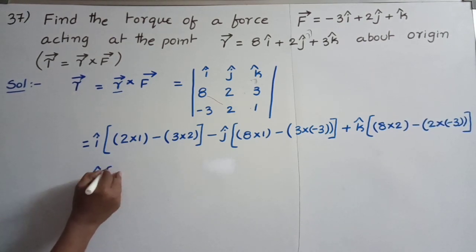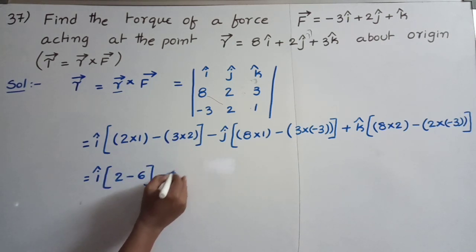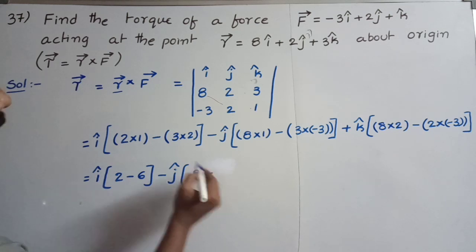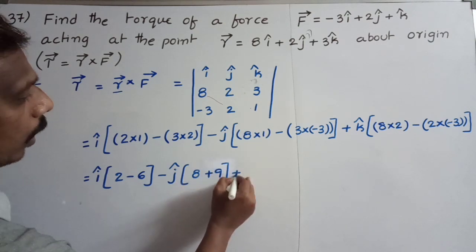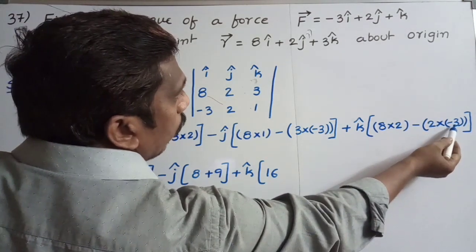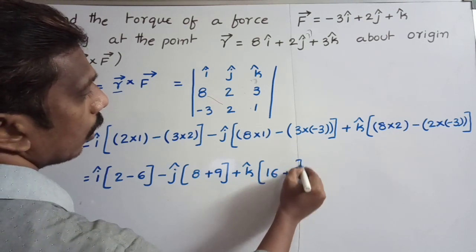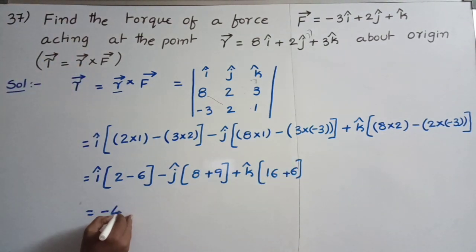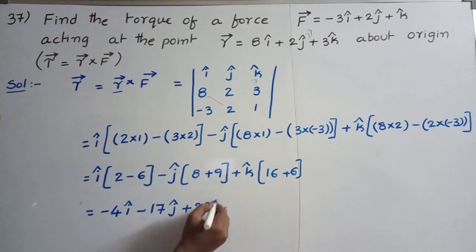i cap into 2 minus 3 2s are 6, minus j cap into 8 3 3s are 9, minus into minus plus 9, plus k cap into 8 2s are 16, 2 3s are 6, minus 3 is there, minus 6 minus into minus plus 6, that equal to minus 4 i cap plus, sorry, minus 17 j cap plus 22 k cap.